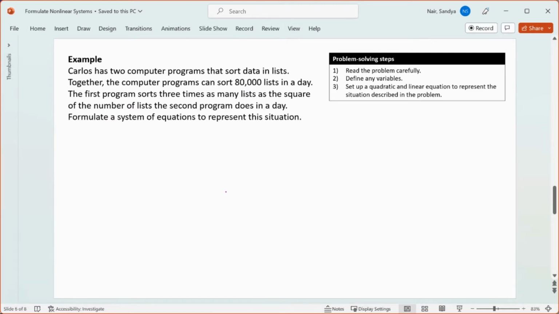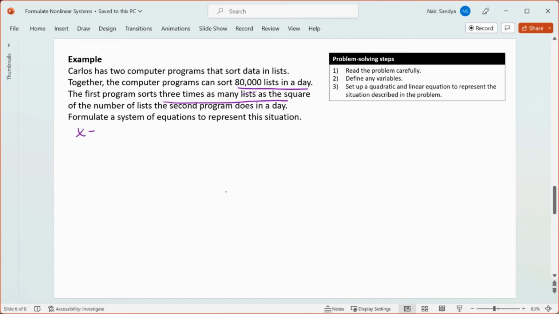Now let's try this example. Carlos has two computer programs that sort data in lists. Together, the programs can sort 80,000 lists in a day. The first program sorts 3 times as many lists as the square of the number of lists the second program does in the day. Formulate a system of equations to represent this situation.